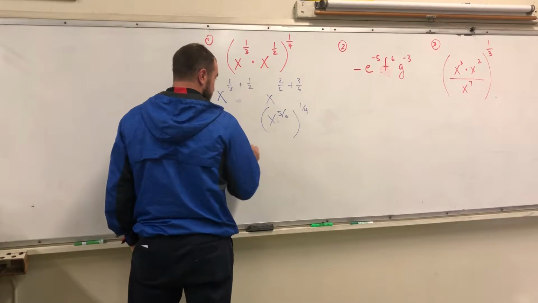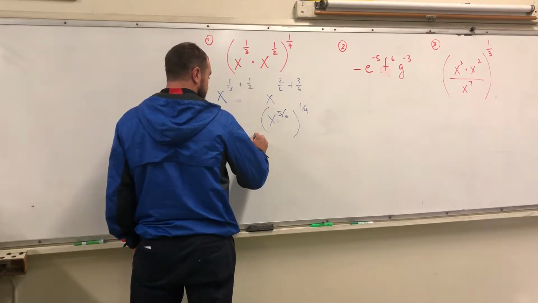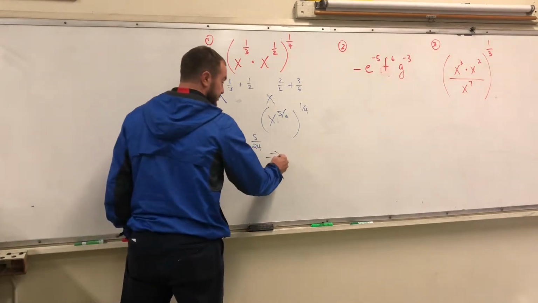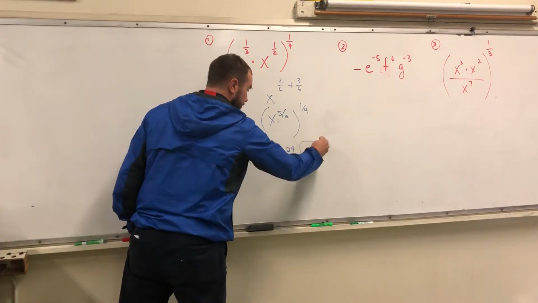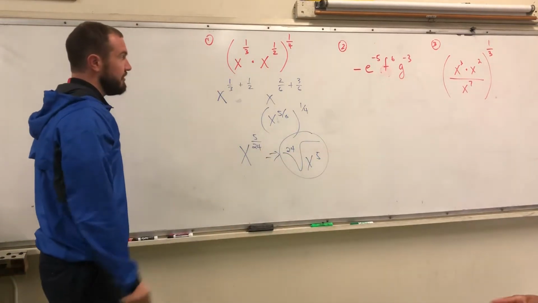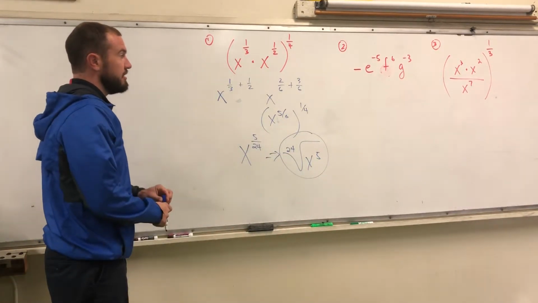And then I saw a 5 over 24 out there. And you could even simplify this further and say the 24th root of x to the 5th. And if I asked you to simplify in radical form, that'd be one way to do it.